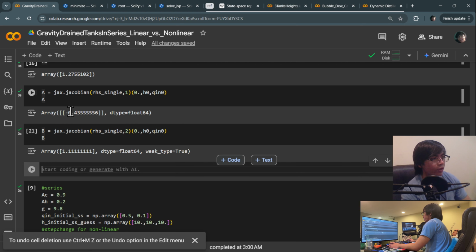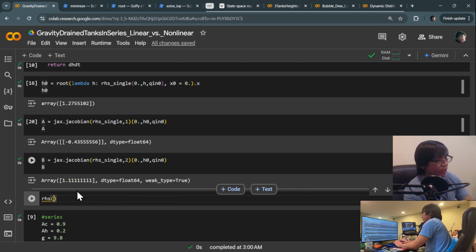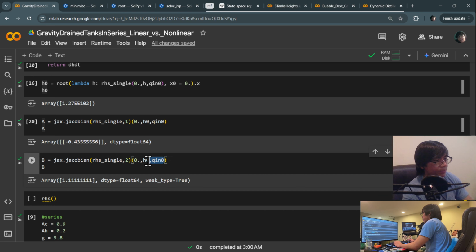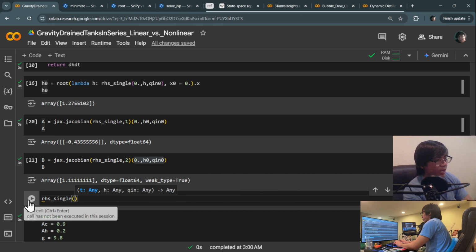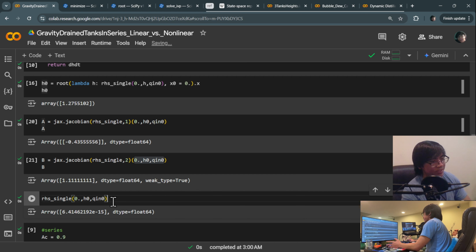Now a little bit more on the A's and B's. Again, I mentioned how the right-hand side changes with respect to their variables. With the A matrix, I can just show you here. Obviously if I evaluate the right-hand side at our initial steady states, we should have an output of 0. So 10 to the negative 15, essentially that's 0.